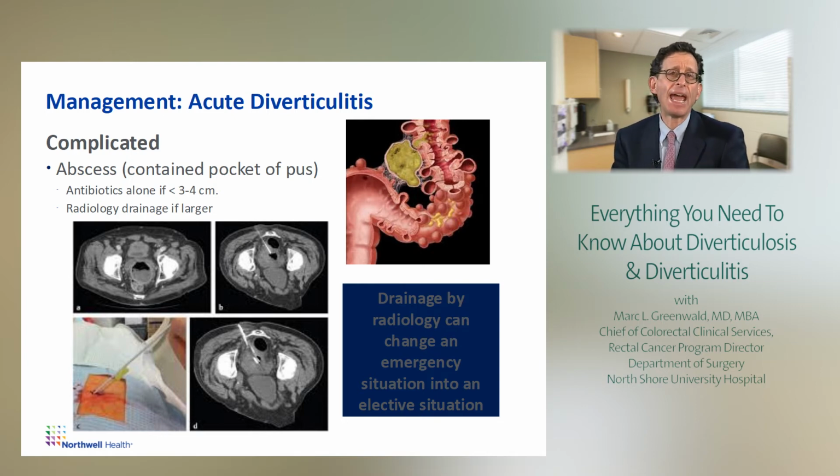And if this abscess, this area of pus, is under 3 to 4 centimeters, which is less than an inch and a half or so, then it very often can get better with antibiotics alone. If it's larger, then we ask our radiology colleagues to drain these abscesses.